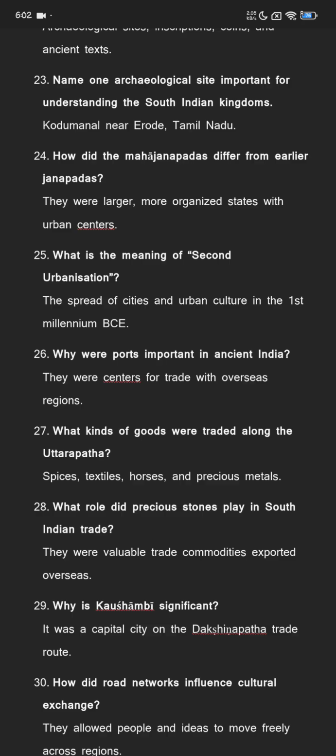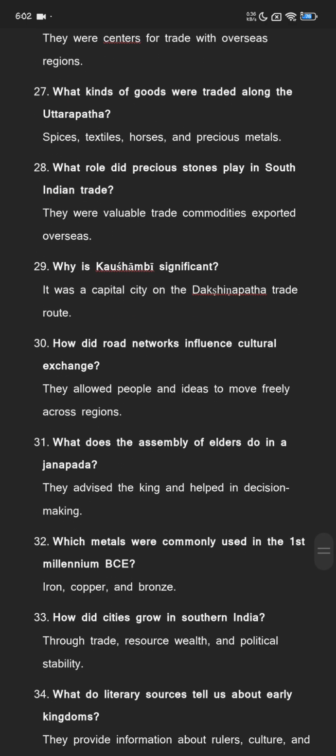overseas regions. What kinds of goods were traded along the Uttarapatha? Spices, textiles, horses, and precious metals. What role did precious stones play in South Indian trade? They were valuable trade commodities exported overseas. Why is Kaushambi significant? It was a capital city on the Dakshinapatha trade route.